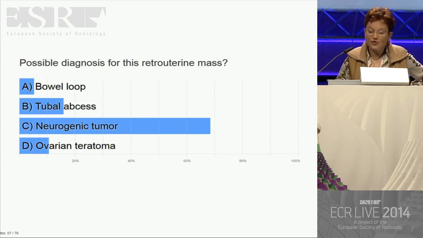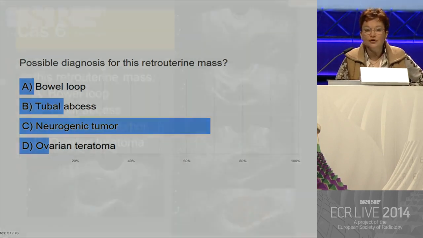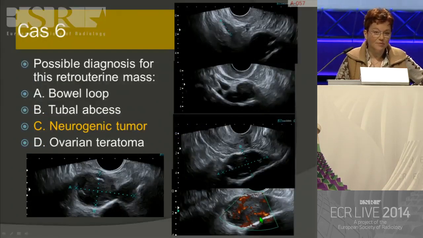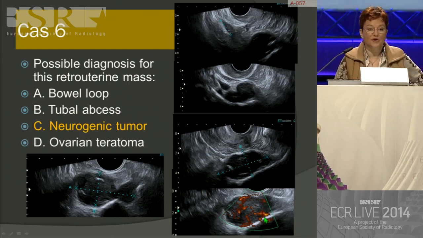Very good. Of course, you all have seen that there is color here, power Doppler color, inside a solid portion of a mass. So this cannot be a Bauer loop. It cannot be tubal abscess, where we would see the color Doppler only in the periphery. And it's very rarely ovarian teratoma, which usually is not hypervascular. And we miss the predominant hyperechoic component and the posterior shadowing. So this is a neurogenic tumor.